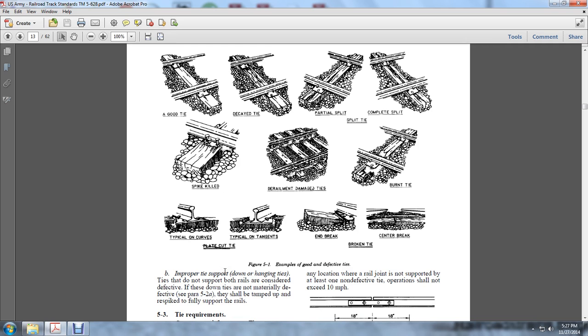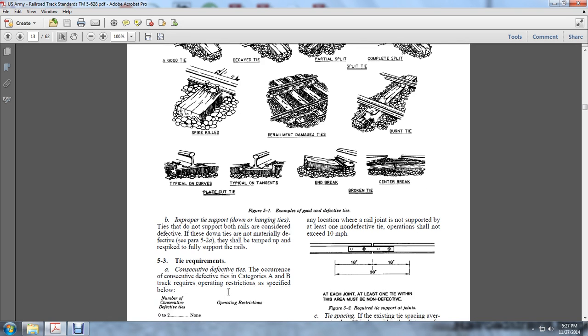For proper tie support, down hangers, and ties that do not support both rails are considered defective. If the down tie material is not defective, it should be tamped up and respiked to fully support the rails. Requirements. Consecutive defective ties.